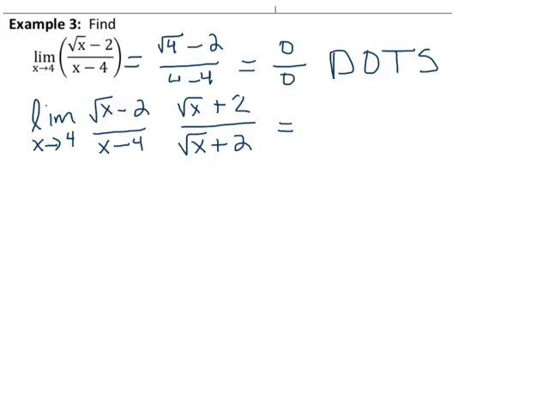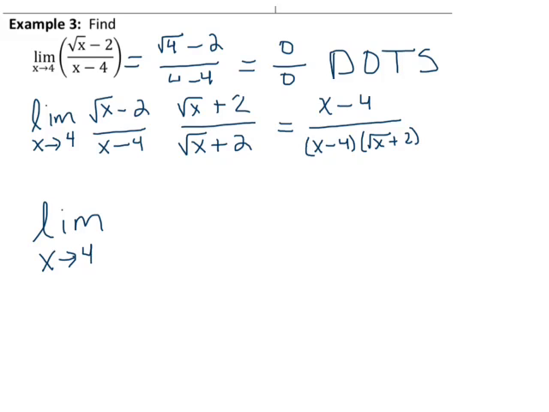So what we're left with on the top is actually really nice. We have the square root of x squared, which is x, minus 2 squared, which is 4. And in the denominator, we have x minus 4 times the square root of x plus 2. So let's rewrite this very quickly. The limit as x approaches 4 is x minus 4 over x minus 4 times the square root of x plus 2.